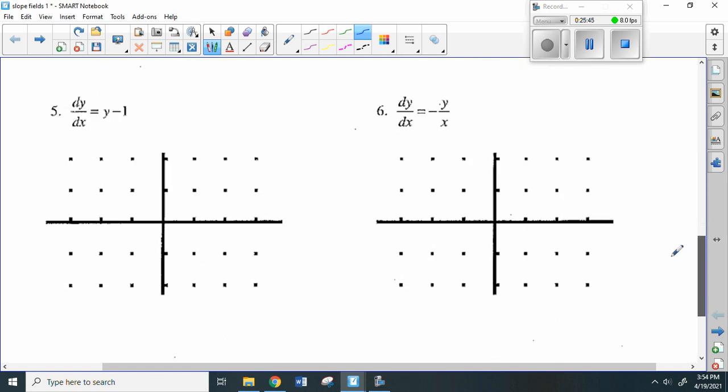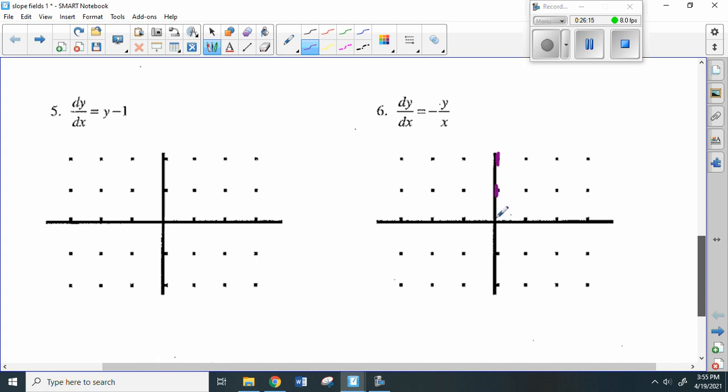I do want to take a second and look at number 6. We do have a division, and so you have to be careful with division. It is possible to get an undefined slope. Remember, the little line segment that represents that would be vertical. Basically, we're doing miniature tangent lines. We're going to get a vertical tangent line when the x value is 0, so all of these should be vertical.